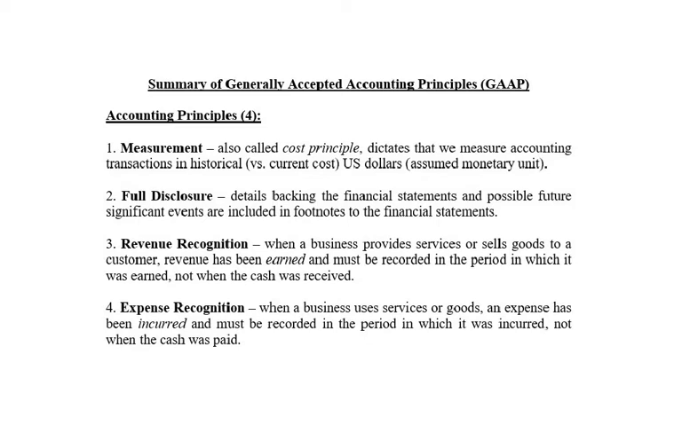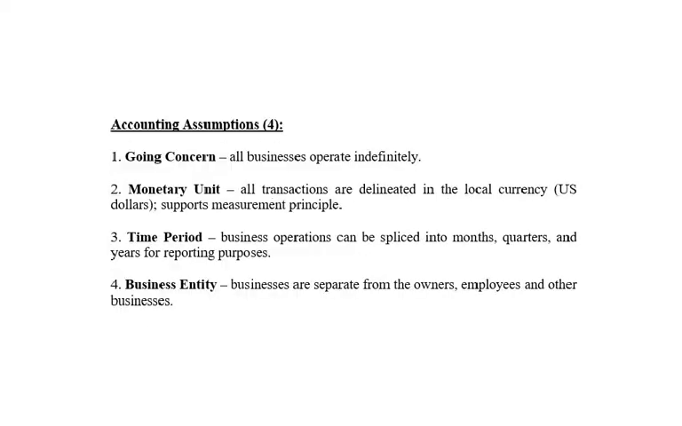The first group that we'll look at is accounting principles. I know we call the whole thing principles, but there's really 3 subcategories. So accounting principles, 4 of those. We have 4 assumptions and 2 constraints.